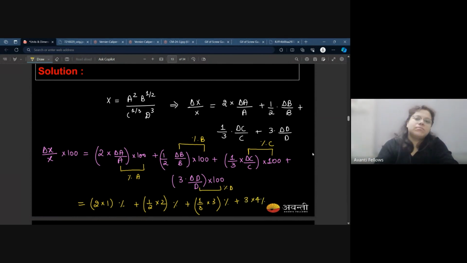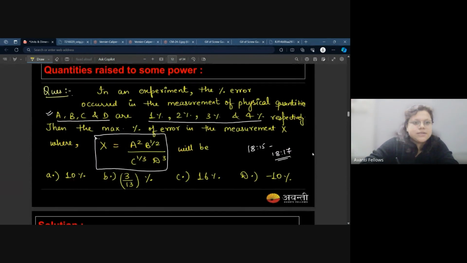Just add them algebraically. So it would be 2% plus 1% plus 1%. See, 2% and these two will get cancelled out. These three will get cancelled out. So you will get 2% plus 1% plus 1%, which means 4%, and then 4% plus 12%. You will get 16% as your answer. Do we have this option over here? Yes, it's option C.